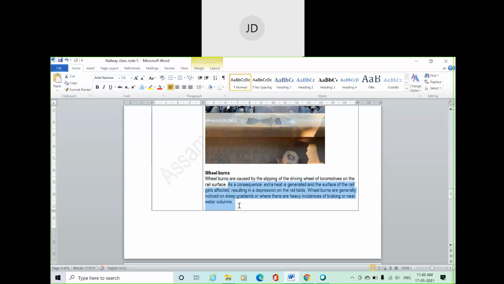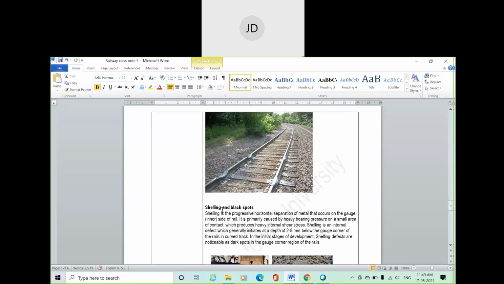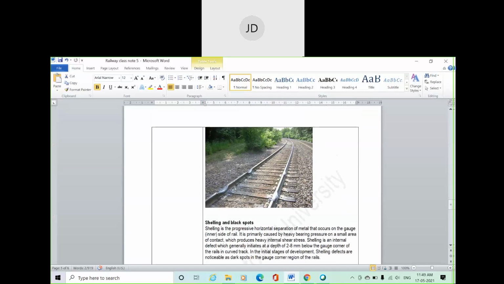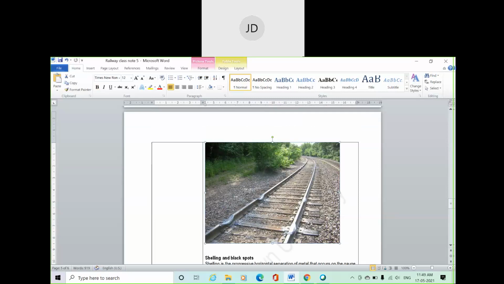Wheel burns are generally noticed on steep gradients, where there are heavy incidents of braking, and near water columns. That means at a station, if the locomotive suddenly stops or applies the brake, because of the friction it may get wheel burn. You can see the wheel burn footprint visible here. I think this is your wheel burn, and closely you can see the wheel burn.